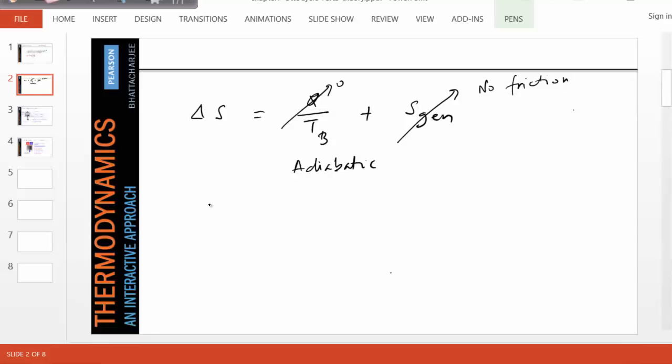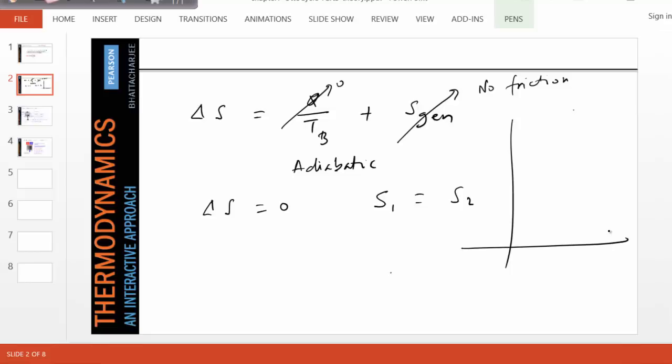Therefore, delta S equals 0, which means S1 equals S2. And that's why the process is represented as a vertical line, isentropically, in a TS diagram.